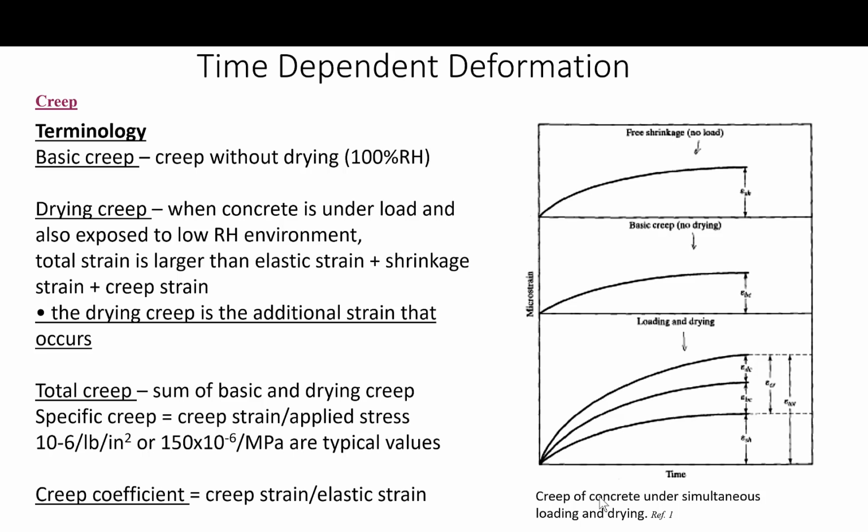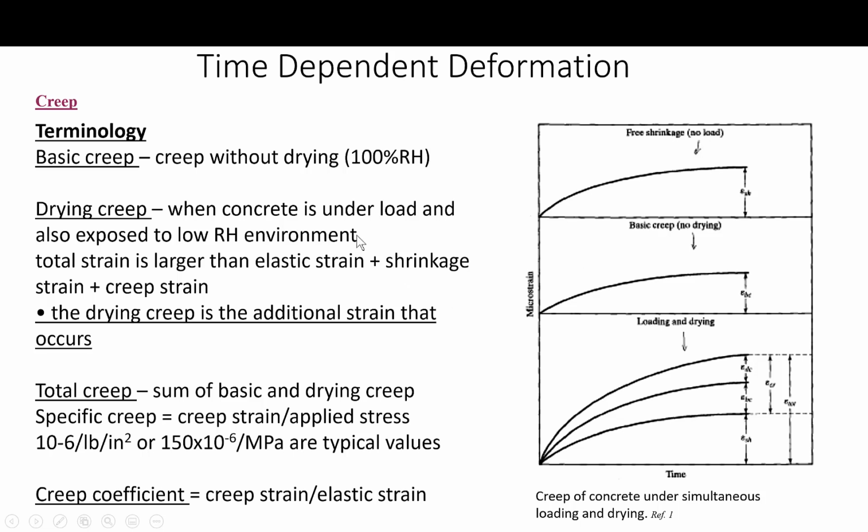Okay? So let's get introduced to some of the terminology just to become familiar with it. We have something called the basic creep, which is basically creep without drying, at 100% relative humidity, if you will. Something as you see in this curve right here. We have the drying creep. Of course, right here this is a free shrinkage, no loading.